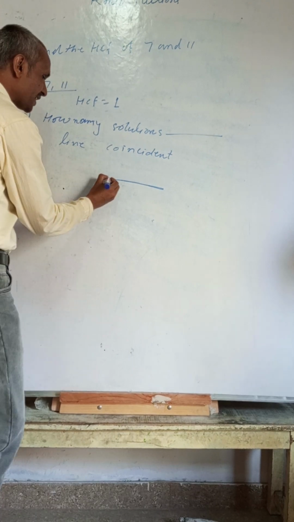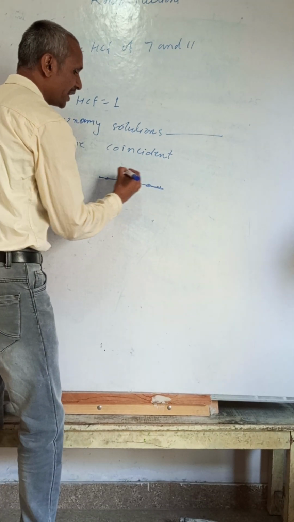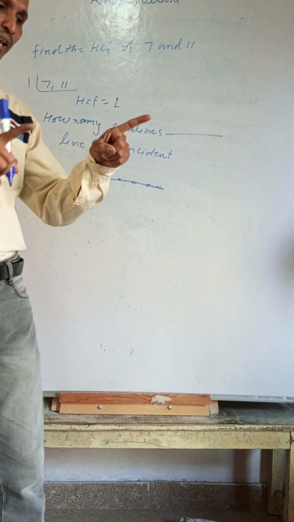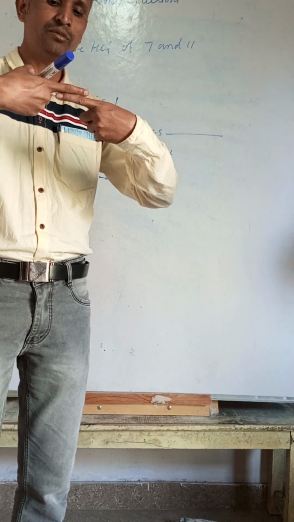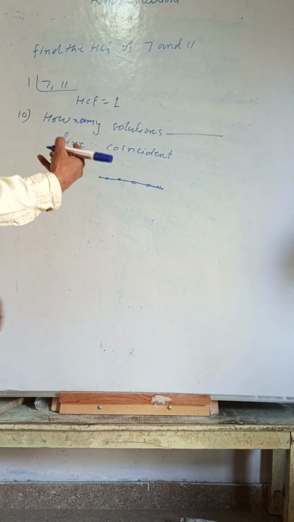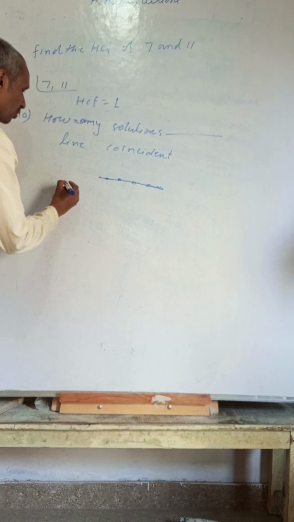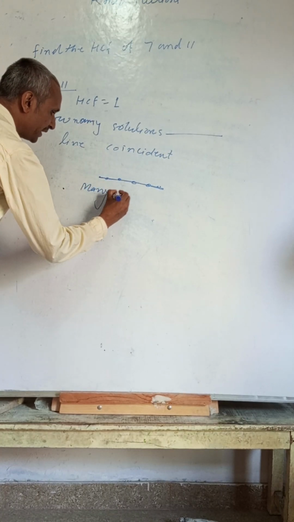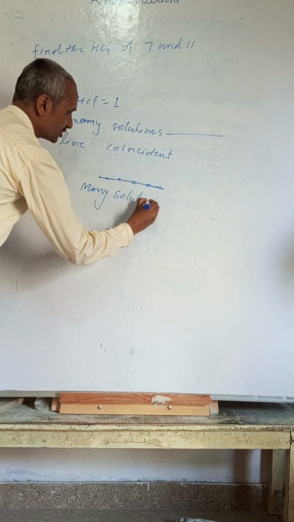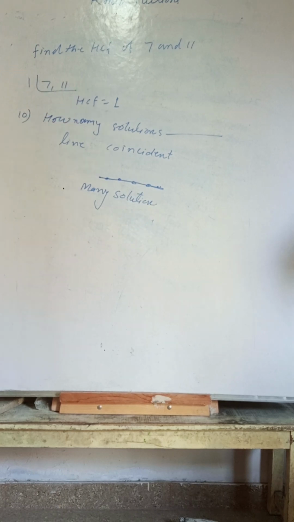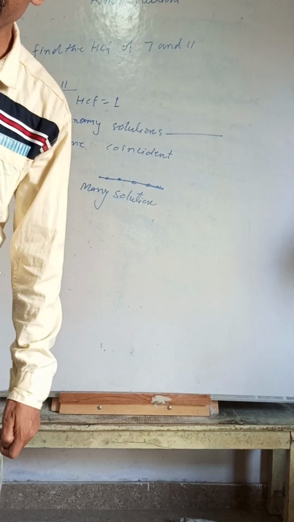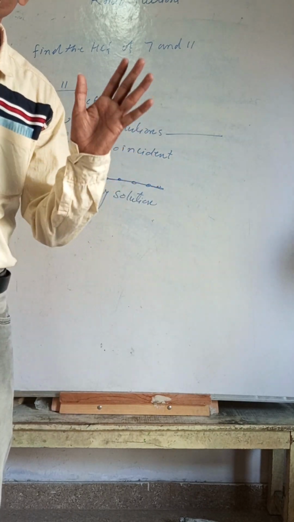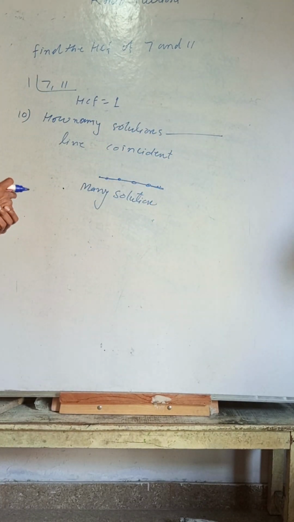So if it is everywhere connecting, one line upon another line, then every time there is a solution. So what is the answer? If the lines are coincident, there are many solutions. You are going to write in the exam: if the lines are coincident, then there are many solutions. That we are going to write as the answer. Next question we are going.